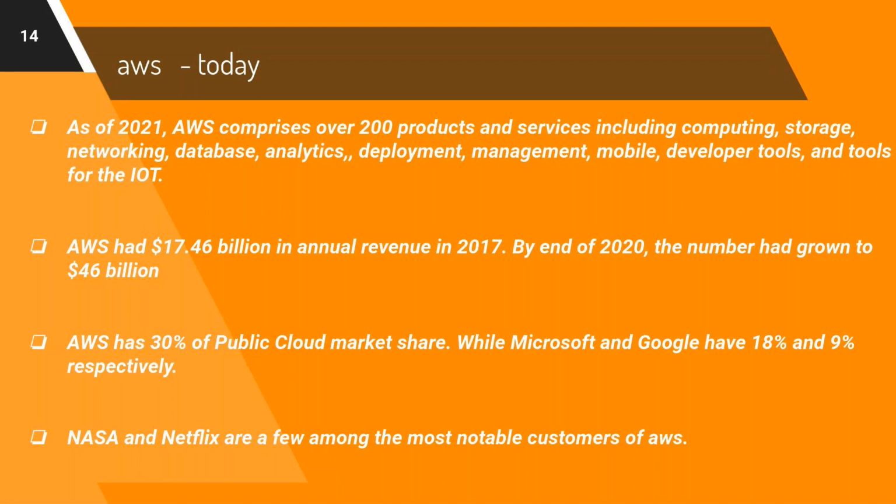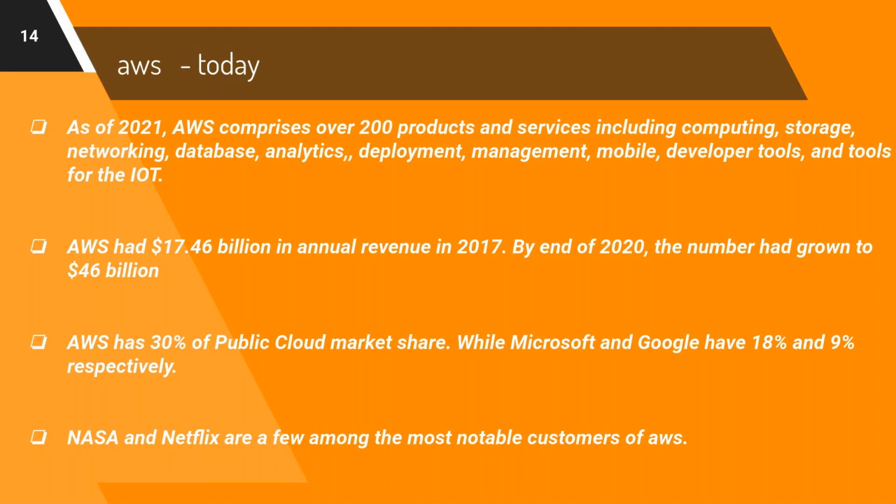AWS has 30% of the public cloud market share, meaning 30% of the share is going to AWS, while Microsoft and Google have 18 and 9% respectively. Microsoft has 18% of the share, Google has the remaining 9%. You might be asking where the other percentage is going. It's going to small providers like DigitalOcean, Alibaba Cloud, IBM Cloud. IBM is a big company, but their cloud is not a big offering. Or Oracle Cloud, or Heroku. There are a lot of other cloud services as well.